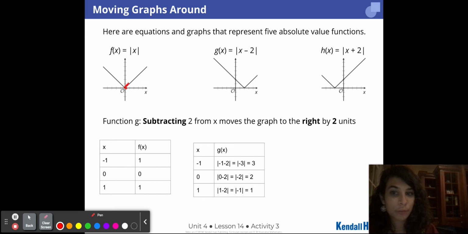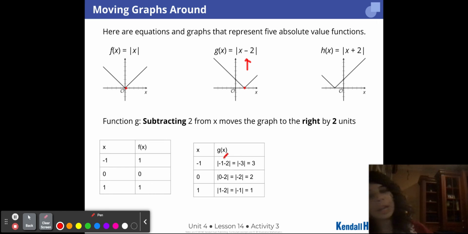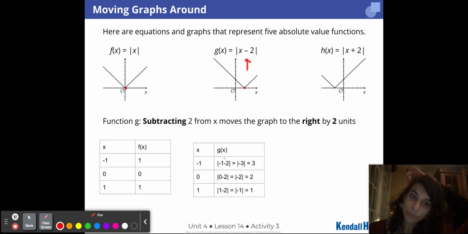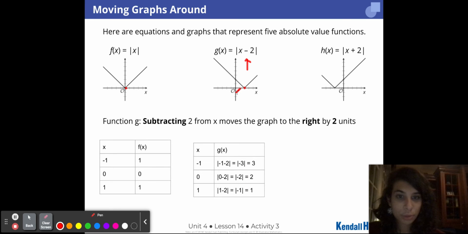My vertex of graph here is 0, 0. Here, when I subtract 2, I'm moving the graph to the right by 2 units. And you can see that using the table as well. When I take that negative 1 and I subtract 2, it gives you negative 3. And that negative 3 is going to give you a positive 3. That's that value here. That's that point here.